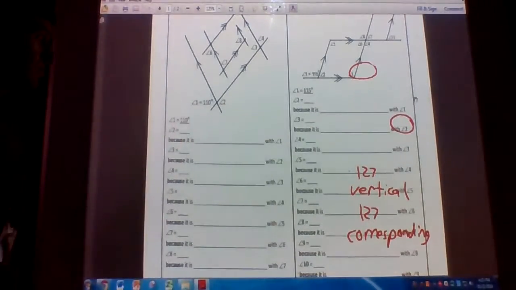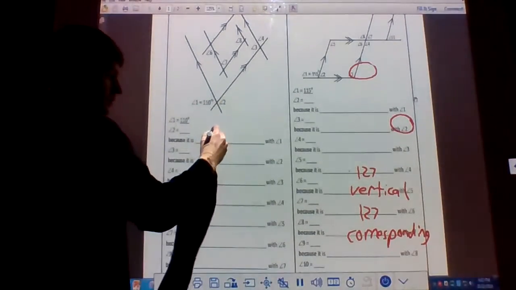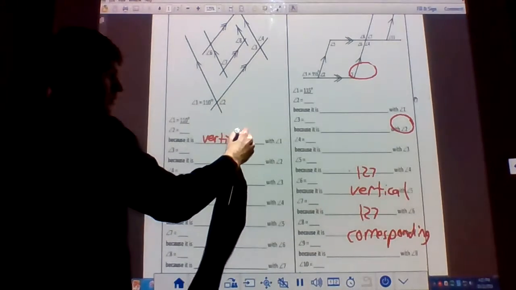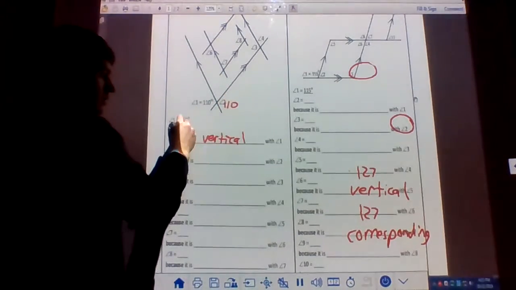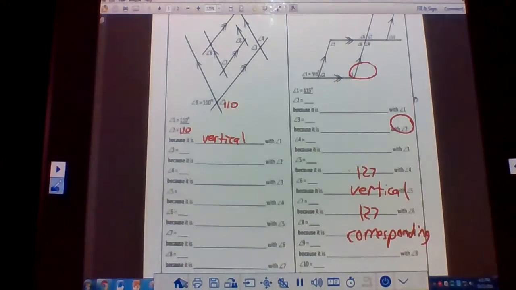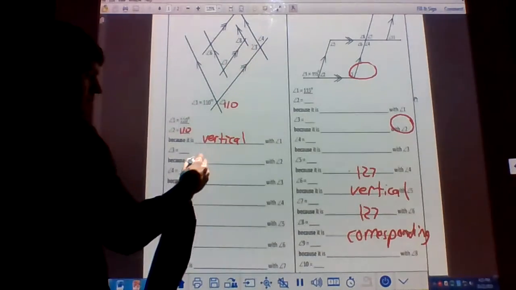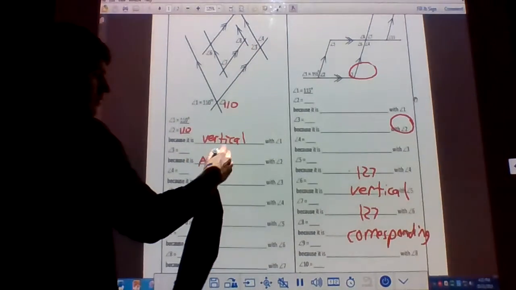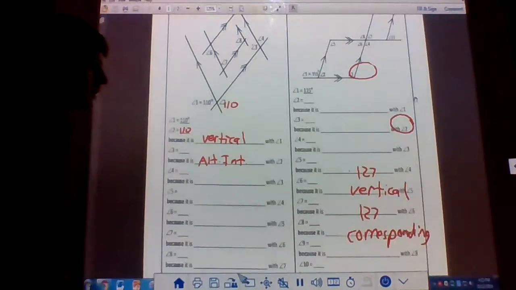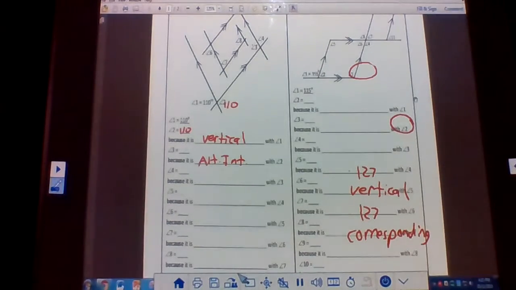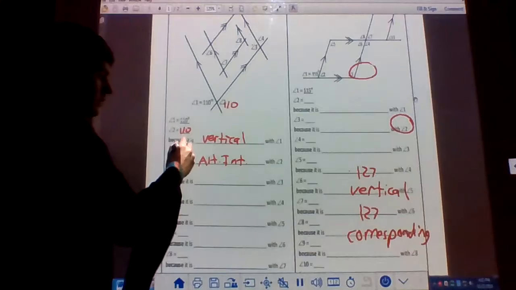So 1 and 2, these are vertical. We know vertical angles are congruent, so this one is also going to be 110. Here we have alternate interior angles, and we know when the lines are parallel, the alternate interior angles are congruent. So this again is going to be 110.